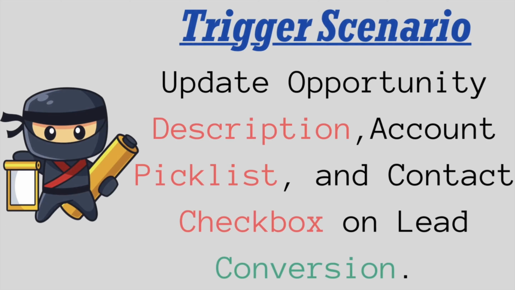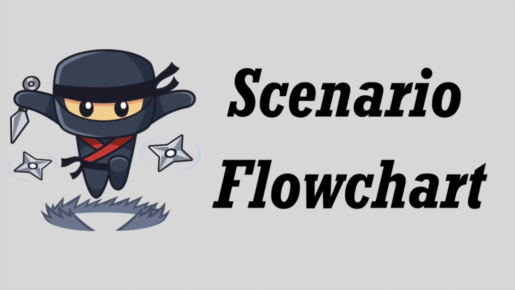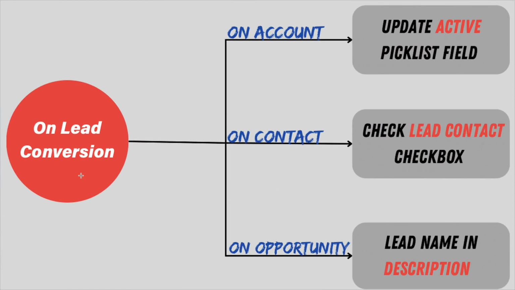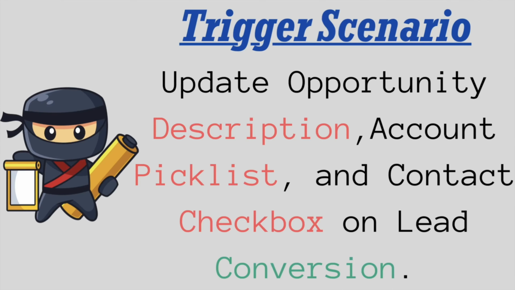Now let's understand today's scenario. In today's scenario, on lead conversion, we have to update the opportunity description, the account picklist, and the contact checkbox. Confused? Let me explain it more clearly using a flowchart. Let's say you have a lead record. Whenever it gets converted, account, contact, and opportunity records will be created. Now we have to perform three actions after its conversion. First, on the account object, we have to update the Active picklist field value. Second, on the contact object, we have to check the Lead Contact checkbox. And at last, on the opportunity object, we have to populate the lead name in the description. So these are the three actions that we need to perform in today's scenario.